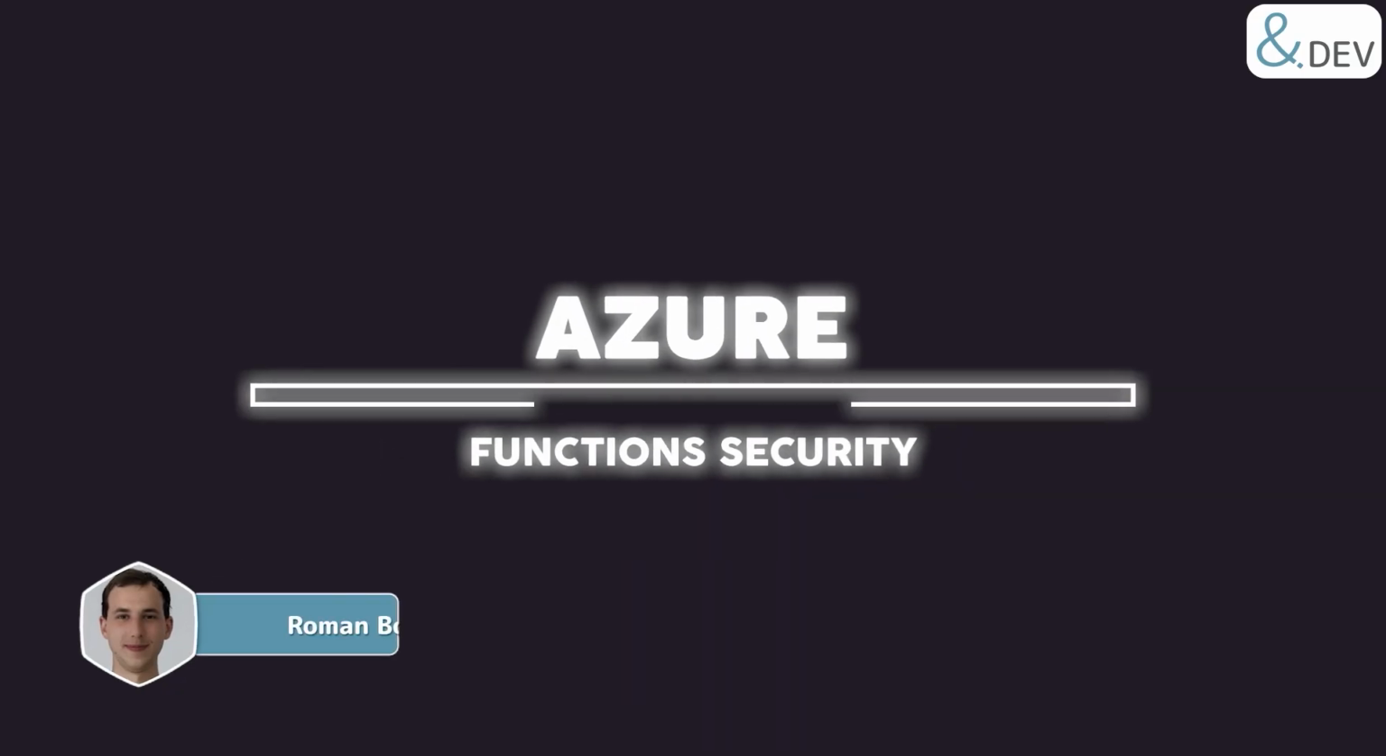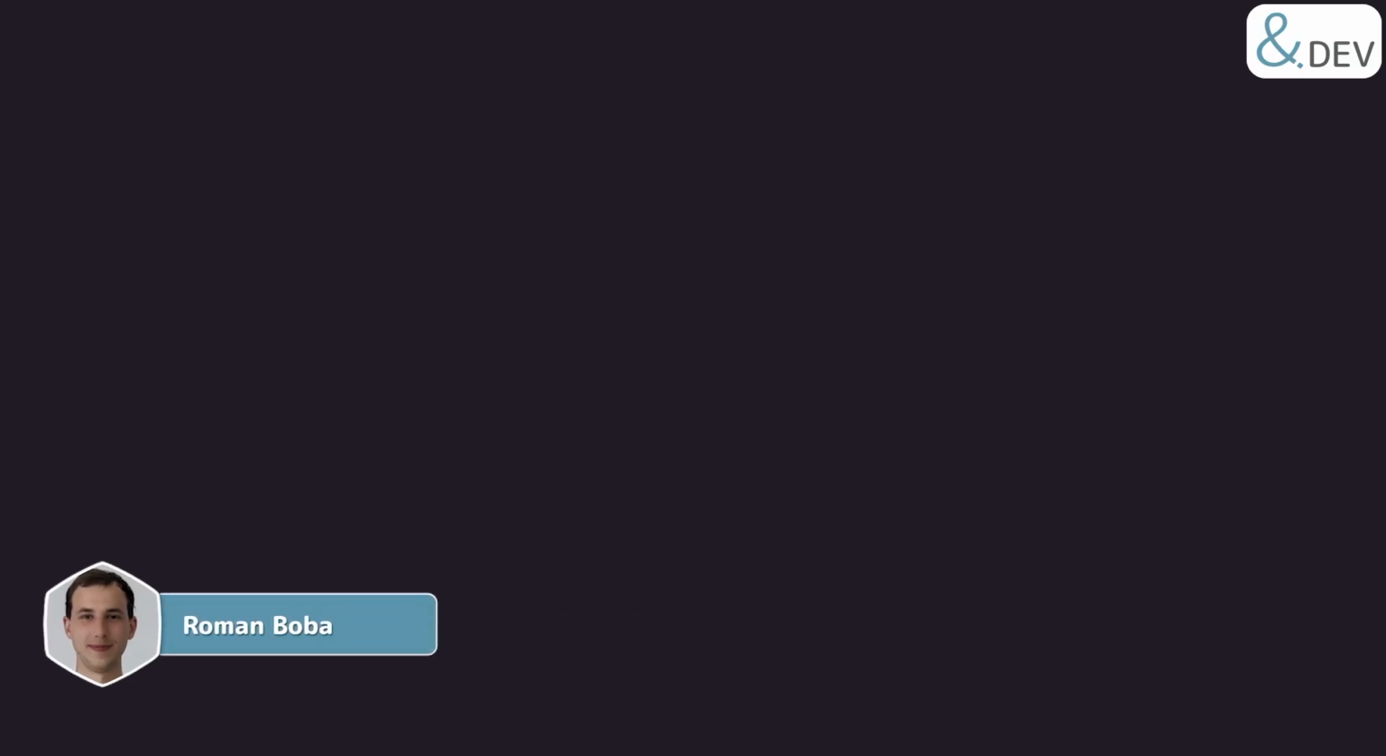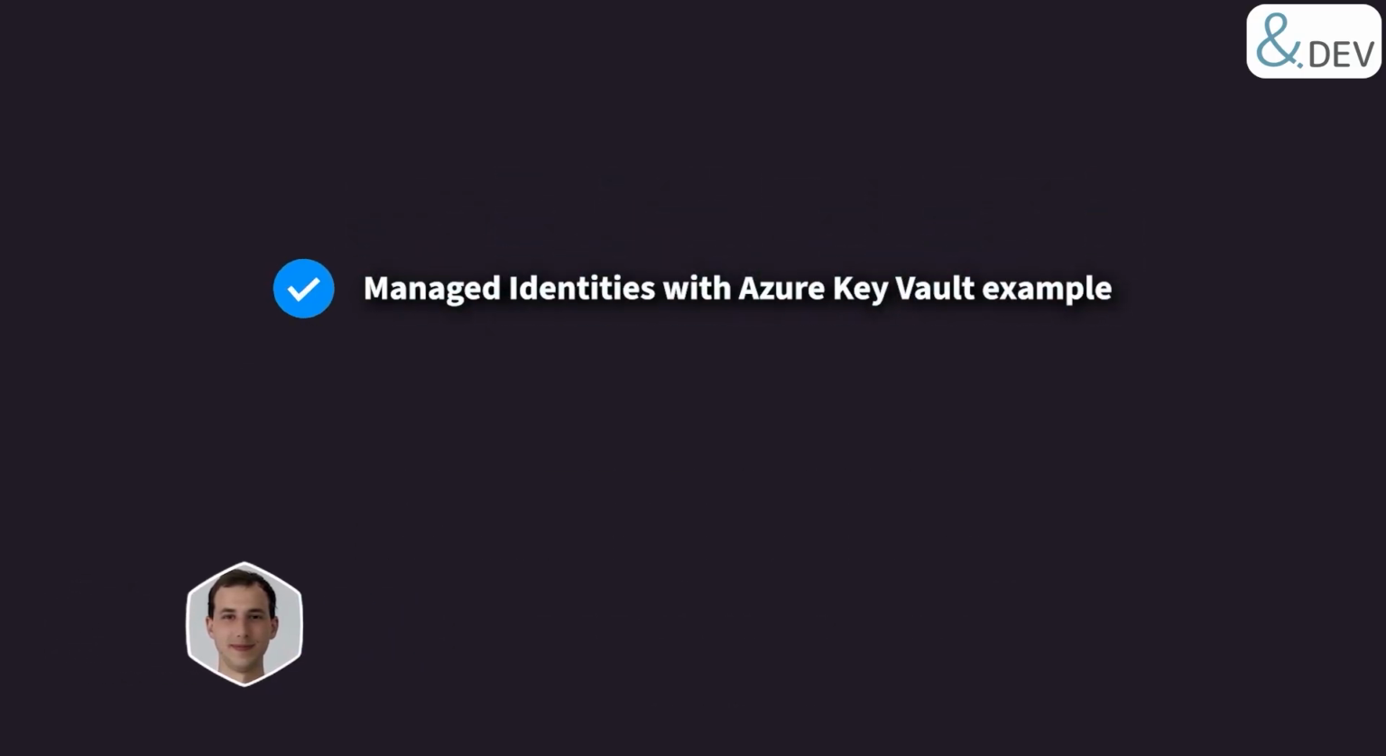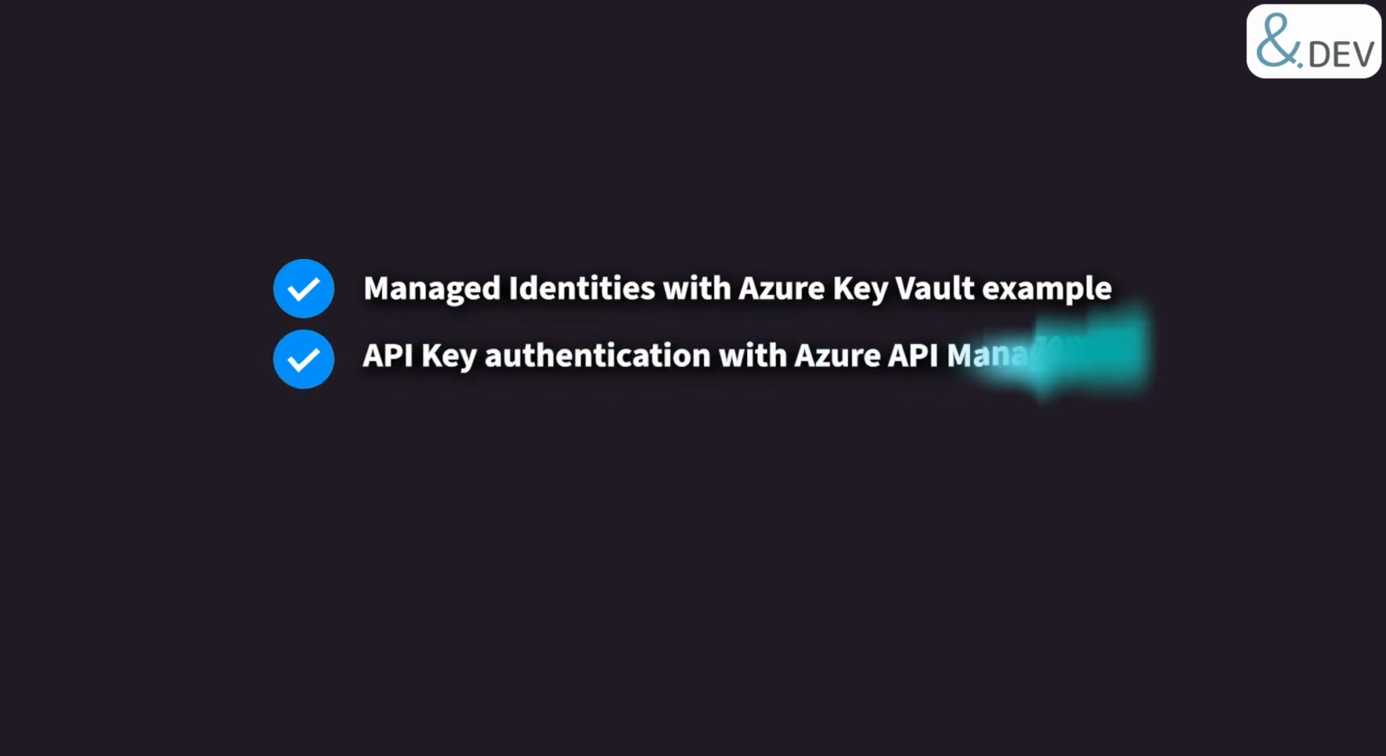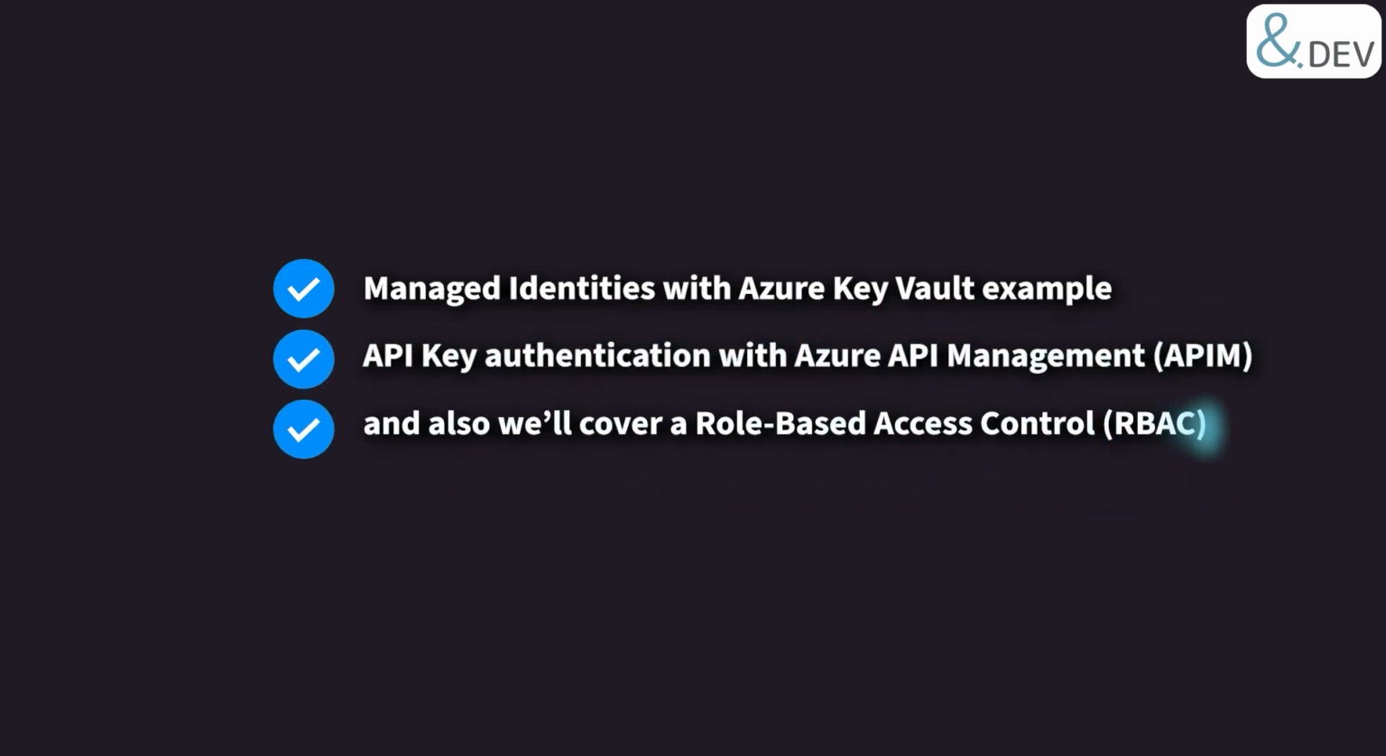Welcome back to the second video on Azure Function Security. Today we are talking about managed identities with Azure Key Vault, API key authentication with Azure API Management, and also we will cover role-based access control.